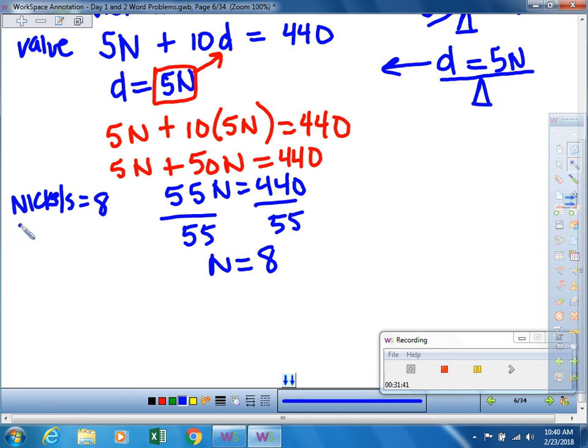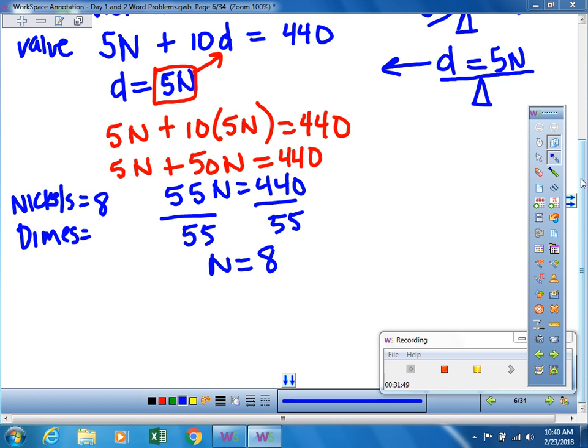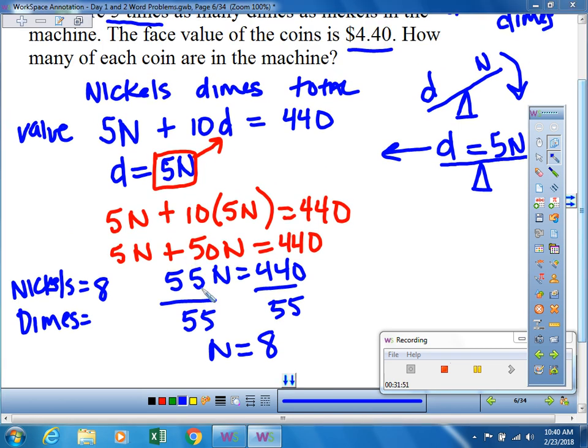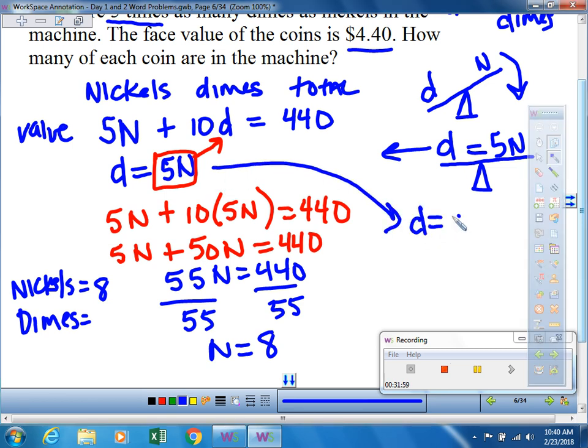So now I've got to figure out how many dimes I have. I'm teaching lessons. Okay, so my dimes, I can substitute right in here. My dimes equals 5 times my nickels. My nickels is 8. So my dimes is how much? 5 times 8? 40.